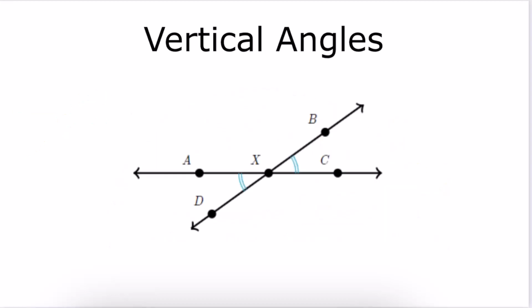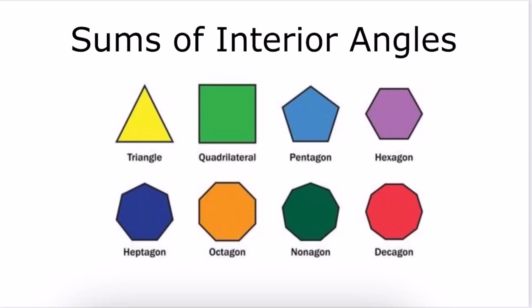So on some of your video projects, you guys will be finding the reason why vertical angles are always equal. So vertical angles are defined as angles that are on opposite sides of 2 lines intersecting. And then you guys will be looking at the sums of interior angles of polygons.